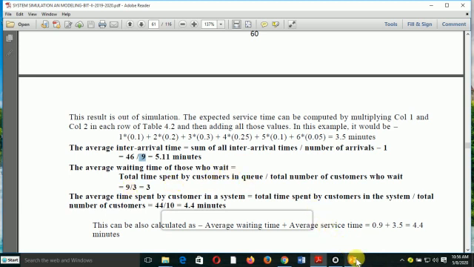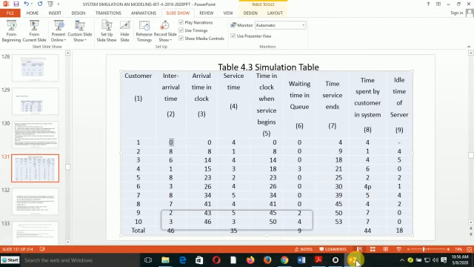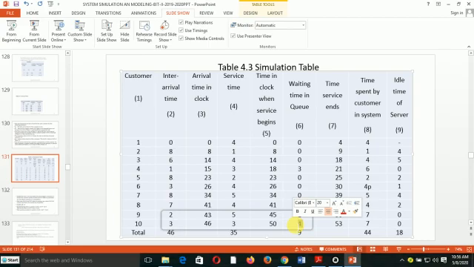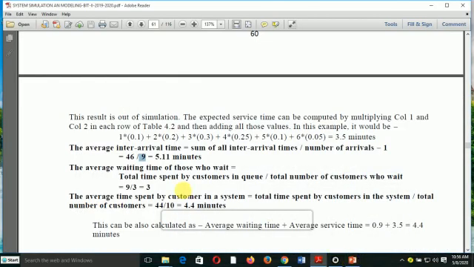The average waiting time for those who wait: the total time spent by customers in the queue is 9, divided by the number who wait. I have 1, 2, and 3. So I take 9 divided by 3 and find 3. So the average waiting time for those who wait is 3 only.